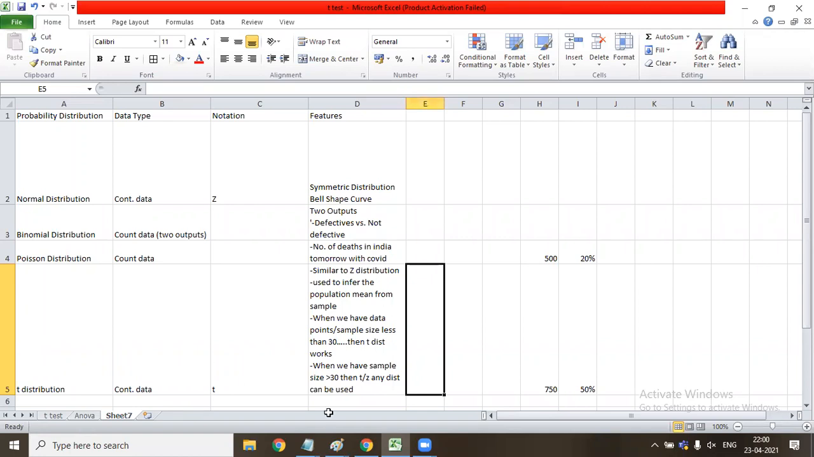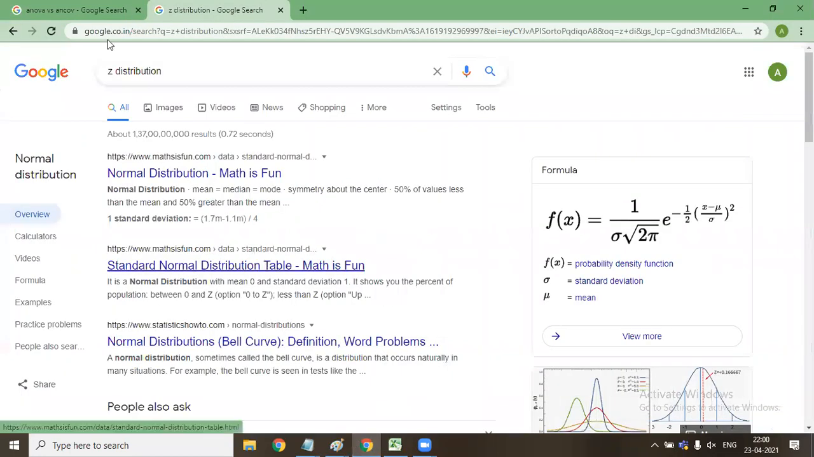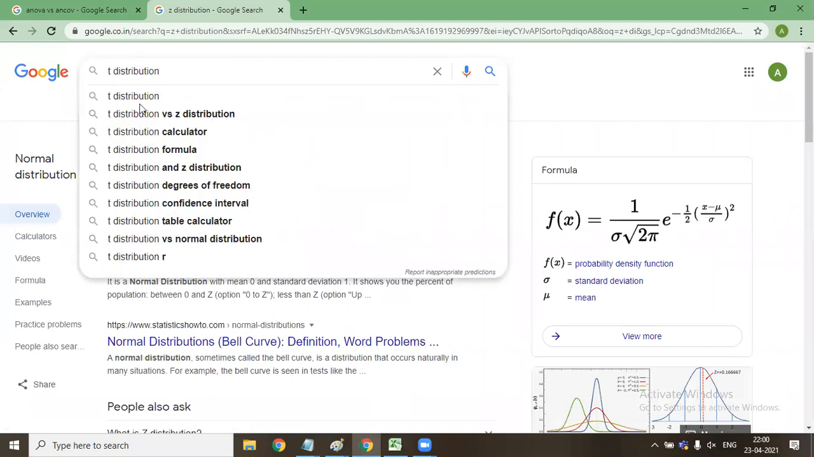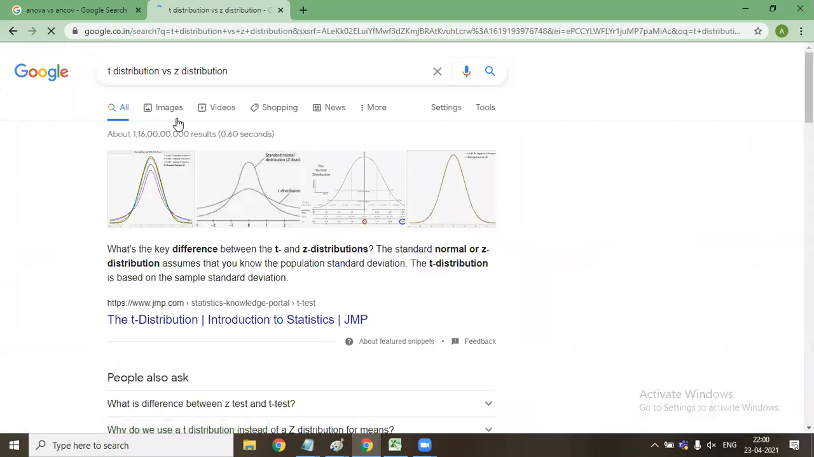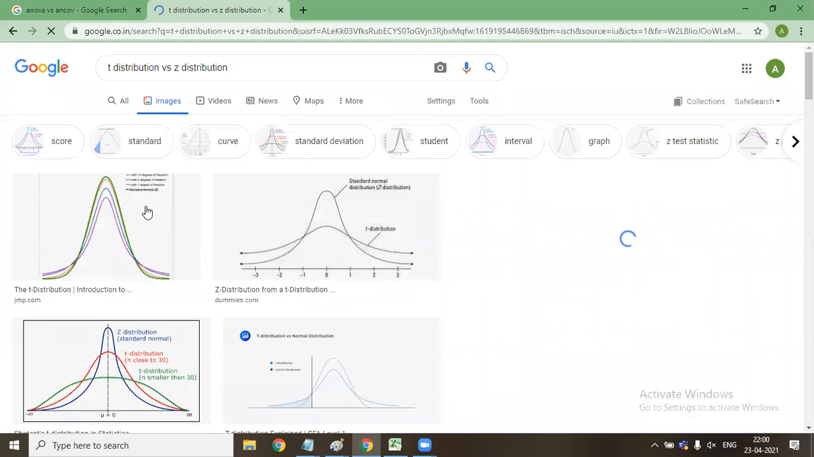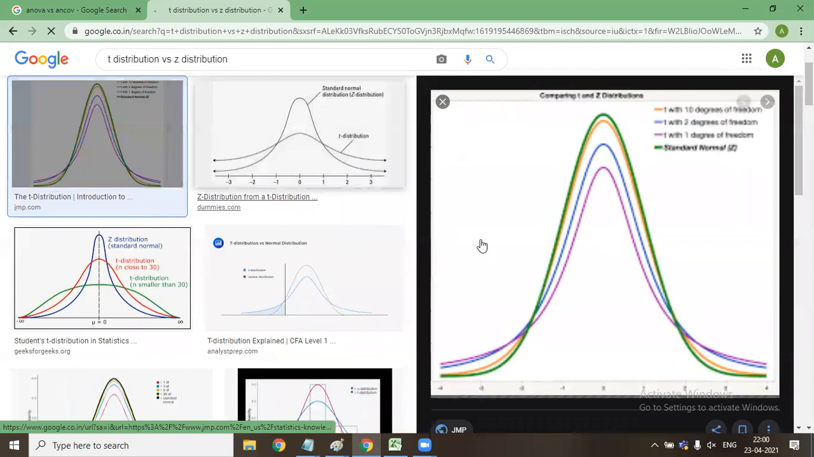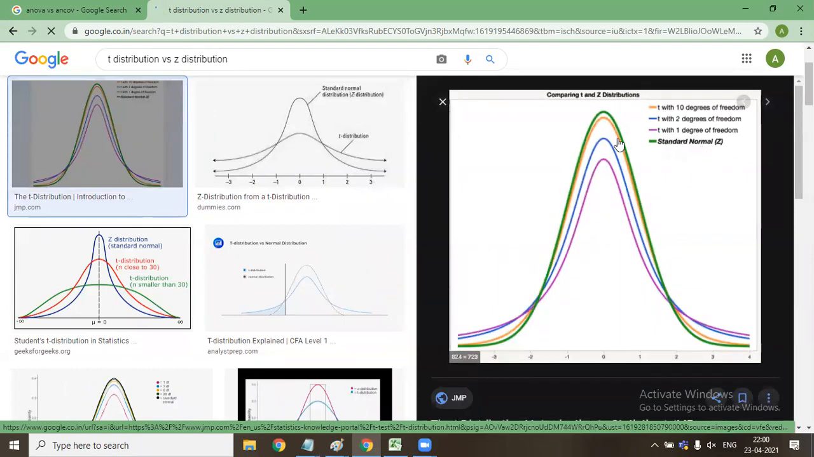So let me tell you, I'll show T distribution versus Z distribution. You see here this green one, the green line over the top? Yes, sir. It is the Z distribution.